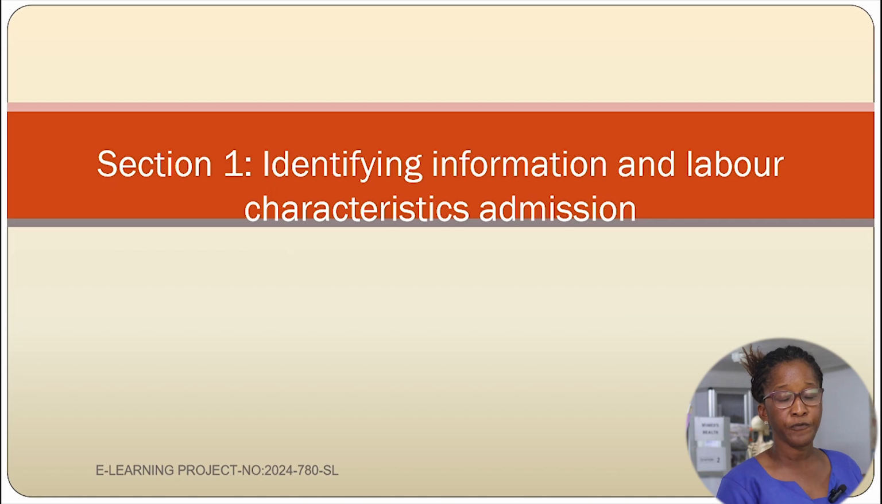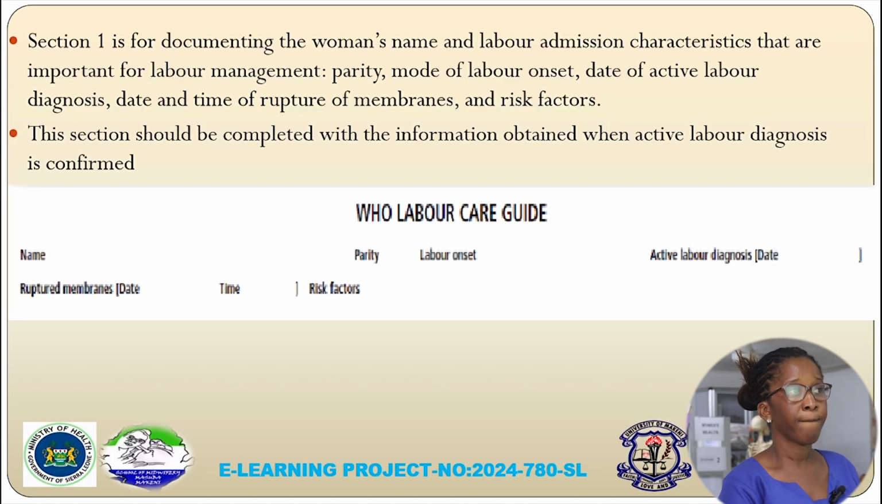Now let's look at how to fill the labor care guide by section. Section 1, identifying information and labor characteristics on admission into the labor ward. This is the first section of our labor care guide. On this document, you document the name of the woman, the labor admission characteristics that are important for labor management, like the parity, how many previous deliveries this woman has had, the mode of the onset of labor. Was it spontaneous? Was it induced? What was the onset like?